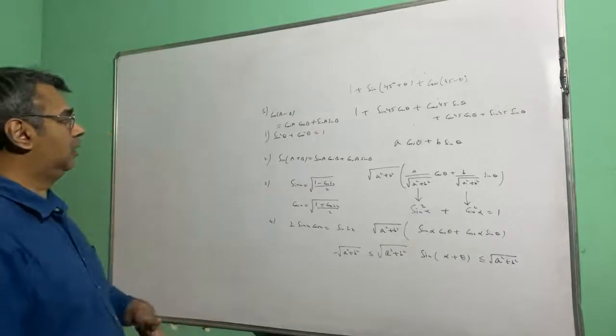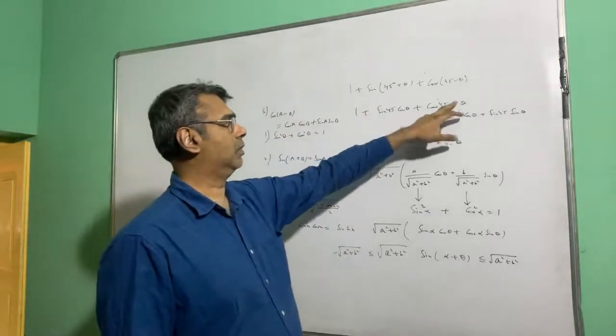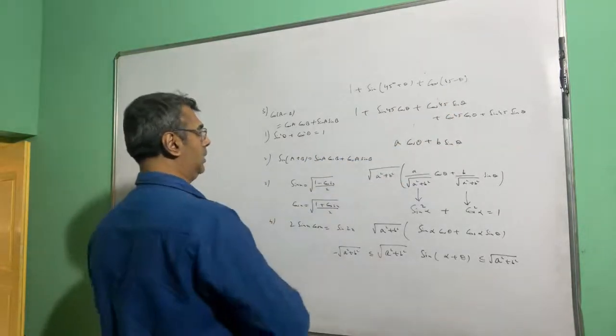Okay, this is actually cos(A − B) = cos A cos B + sin A sin B. So sin 45 cos theta plus cos 45 sin theta plus cos 45 cos theta plus sin 45 sin theta. This is what we are getting.